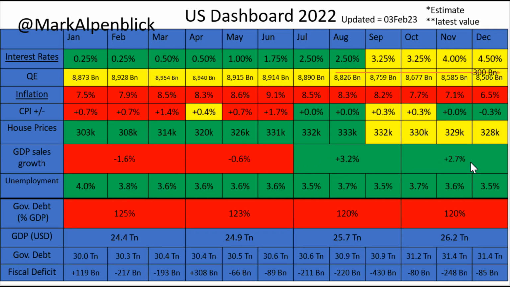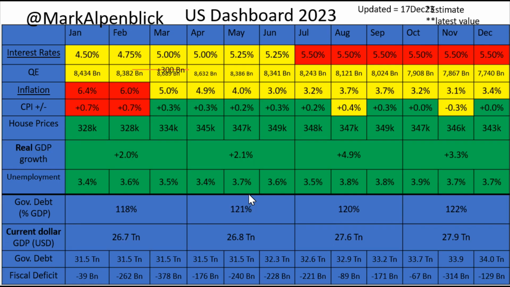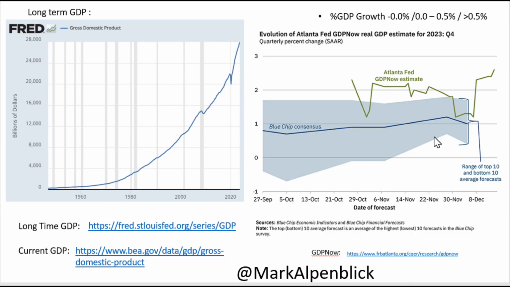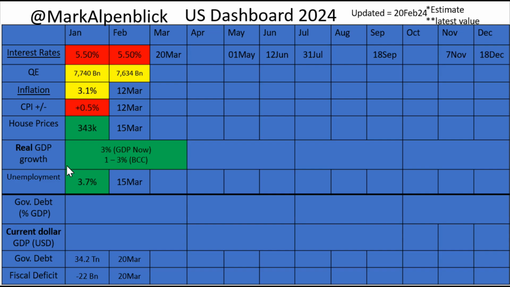There was a bit of an upset in 2022, but then last year, the year-on-year GDP growth was ridiculous at well over 10%. Currently, according to GDPNow, which you can see here, the estimate has GDP growth at about 3% for this quarter, with the Blue Chip consensus being around, let's say, 1 to 2%. So this number is too high, I think, particularly in the context of inflation.